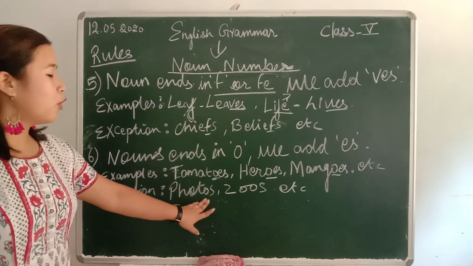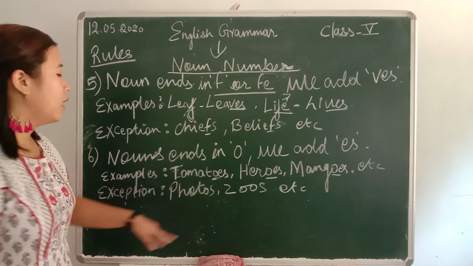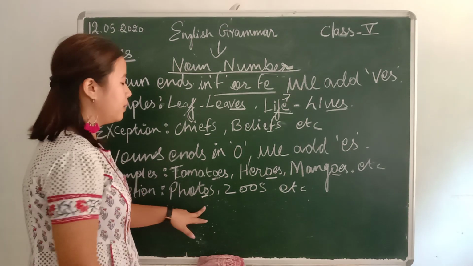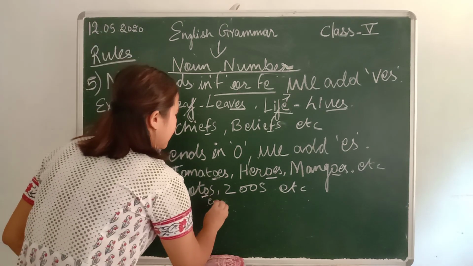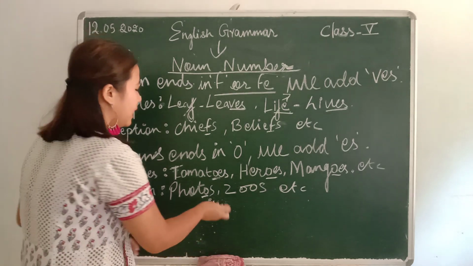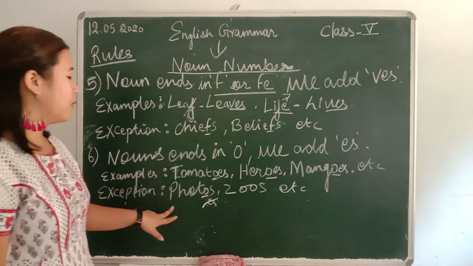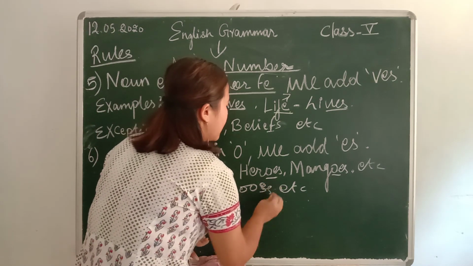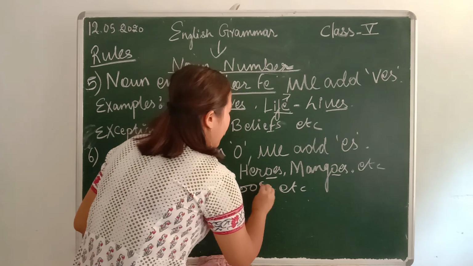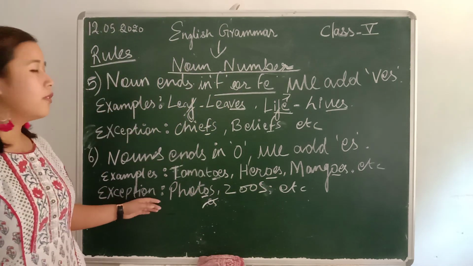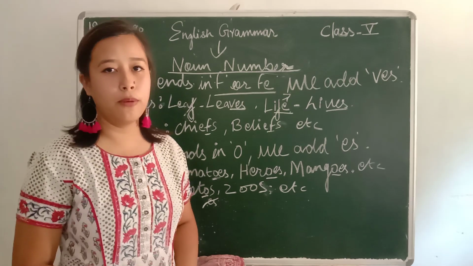Like photos, photo. This also ends with O, but we will not put ES. If we put ES, then the pronunciation changes. That's why we will not write ES in this word. Zoo. We also will not write ES, but instead we will write S. So these are the rules of singular into plural form.